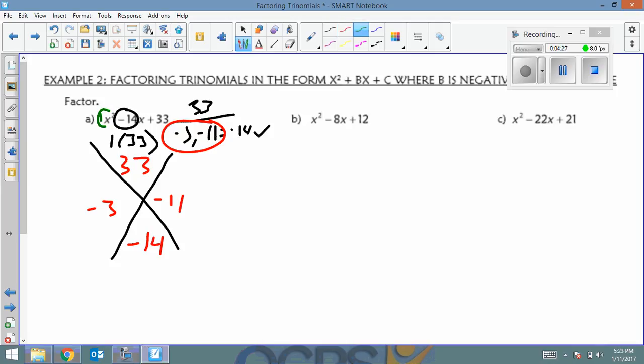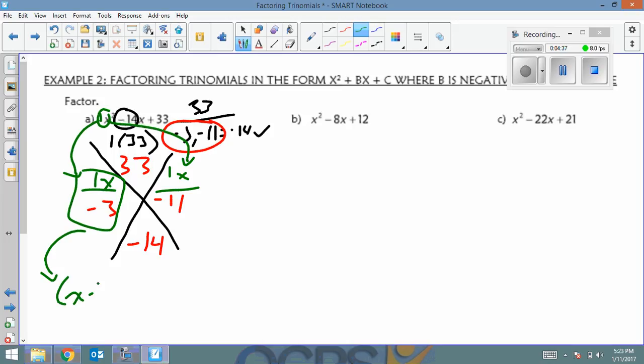Okay, again, take your 1x, put it in the top. Again, none of these are going to reduce yet. It's going to come on Friday, so we're going to take care of that on Friday. Rewrite it, so this would be x minus 3, and this will be x minus 11.